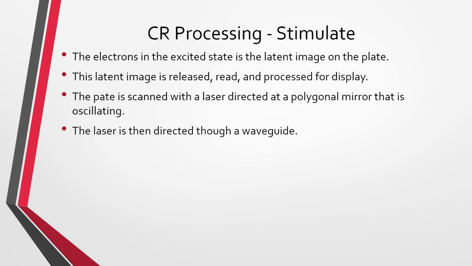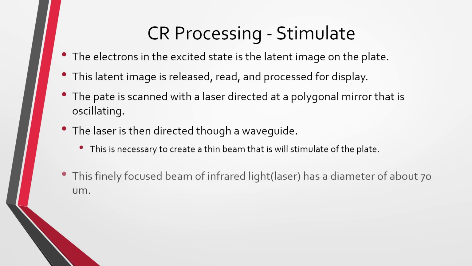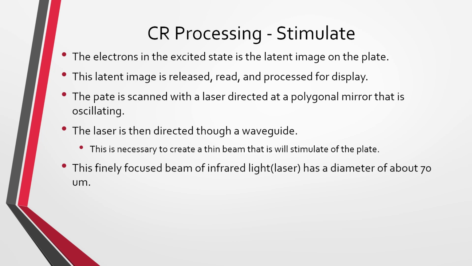The laser is then directed through a waveguide or wave shaping process. This is necessary to create a thin beam that will stimulate the plate. This finely focused beam of infrared light, which is a laser, has a diameter of about 70 micrometers typically, 70, 80 depending on the system. The laser is monochromatic, and this means that it's comprised of only one wavelength.